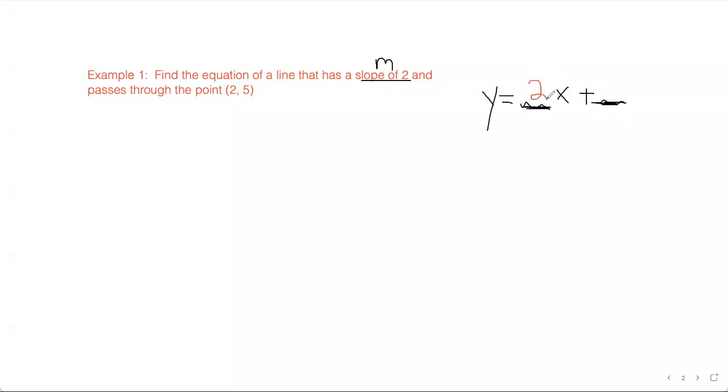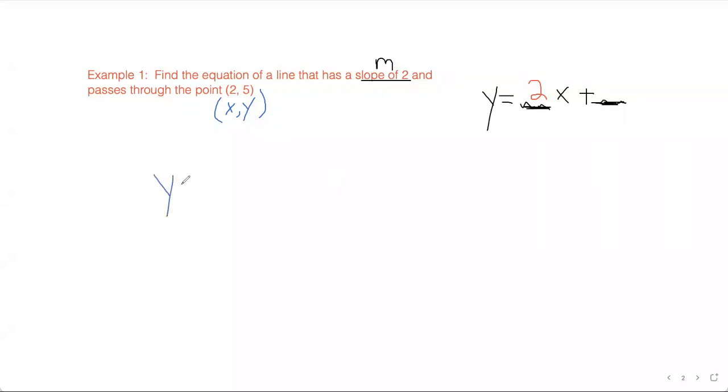I already know that. Okay, now if I go look at my next information, I have a point. Well, the letters in a point aren't b, right? The letters in the point are x, y. So here's where I have to do something a little bit clever with my equation because I have an m, I have an x, and I have a y, but I have no b. So in this example, I have to find b. So how in the heck am I going to do that?